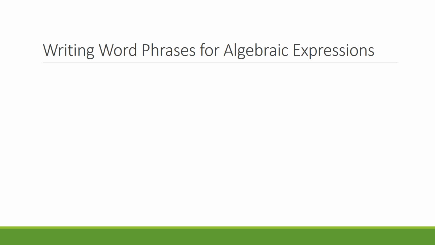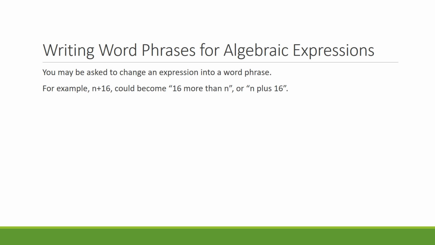Writing word phrases for algebraic expressions. You may be asked to change an expression into a word phrase. For example, n plus 16 could become 16 more than n or n plus 16. Let's try it out with these word phrases. 6 times the daily amount of fiber, f, in your diet. So we see our variable here is f for the daily amount of fiber, and we need to do 6 times that amount. Our answer is 6f or 6 times f.